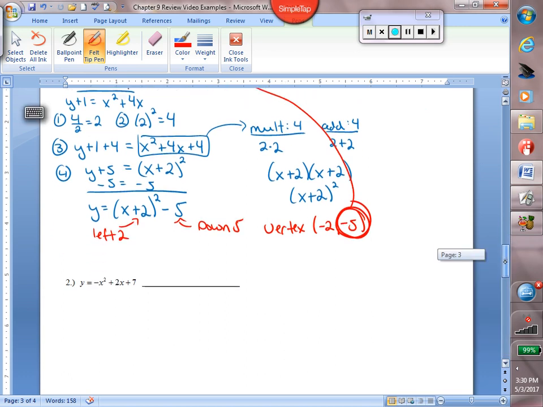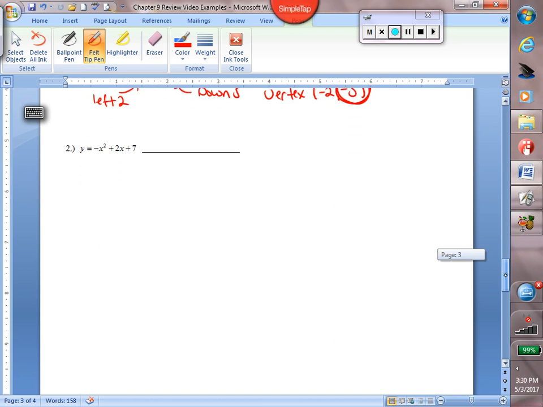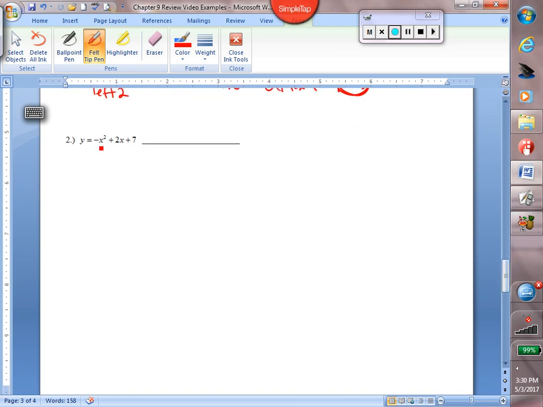In our second example, we're dealing with a negative x squared. So when I have a negative x squared, that means my graph is going to be reflected, which means it opens down, and it will have a maximum value. Now from there, our process starts the same. We want to move our constant to the other side. So we have y minus 7 equals negative x squared plus 2x.